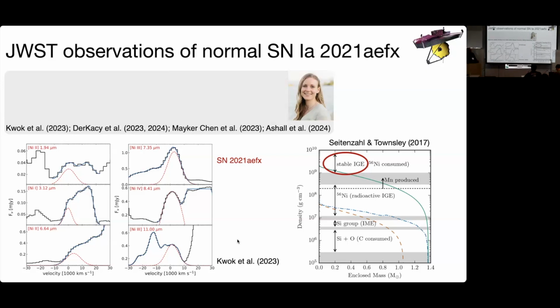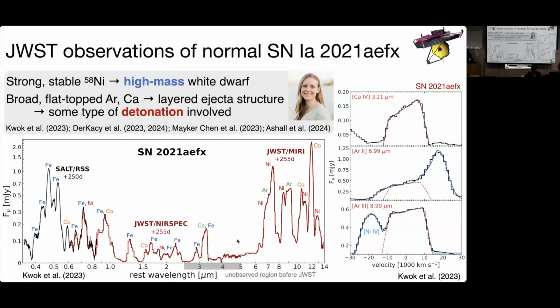Okay. And so this Chandrasekhar mass model predicts that you will get stable nickel, iron-58, other stable iron group elements with neutron excesses in the centers of these explosions. And it does seem to be what we see. We see these nickel lines with these particular profiles, which suggest that they are at the center. Okay, so strong, stable nickel, that kind of is pointing to our higher mass white dwarf. So maybe they really are all Chandrasekhar mass white dwarfs, which is not what the double degenerate detonation models would predict. They would predict lower masses.